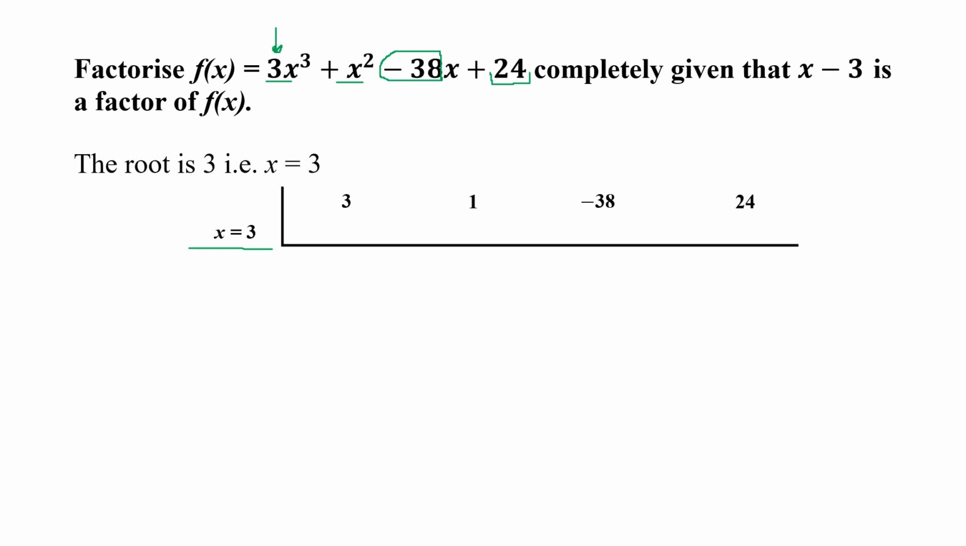Now, let me explain something here. If there is a missing term, for example, if this x squared is missing, this means the coefficient of x squared is 0. So for the coefficient of x squared, you write 0. Do not skip that term. Likewise, if x is missing, for the coefficient of x, just write 0. Do not skip the coefficient.